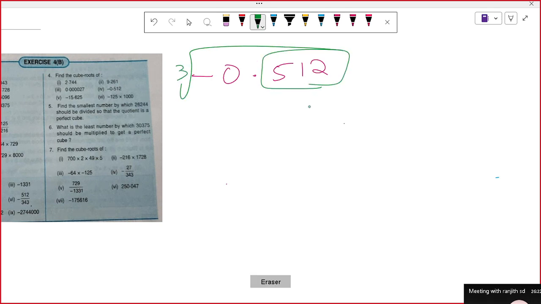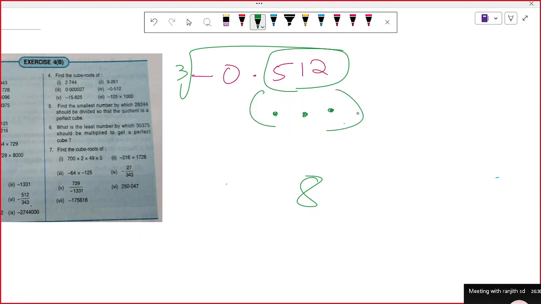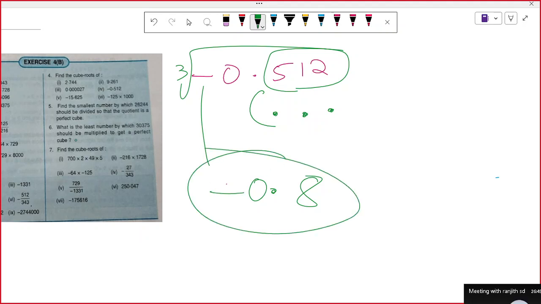Just look at this. What is the cube root of 512? 8. And how many decimal numbers are here? 3 decimal numbers. So when I group these 3 decimal places, how many decimal places do I take out? 1. So 0.8 is the direct answer. And minus is given, right? Minus 0.8. So if they conduct a quiz or math competition, you can give the direct answer, minus 0.8.